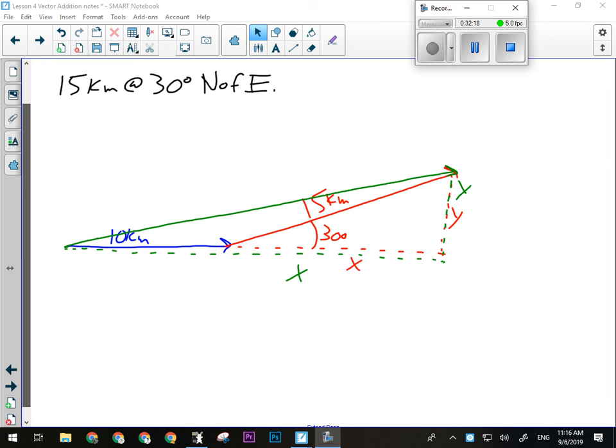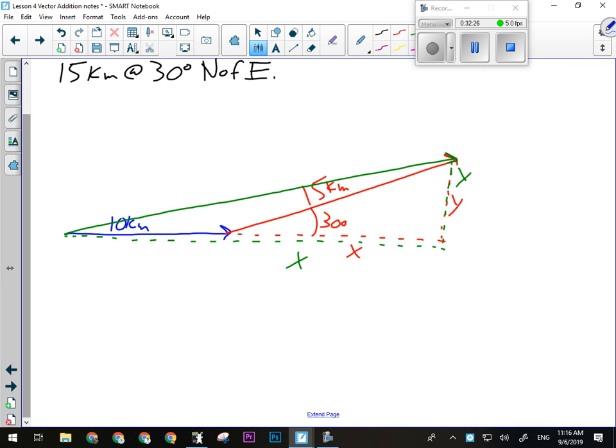So we've got the diagram. The next part is, listening please, the next part is find all the X's and all the Y's. Well, for the blue vector, that's easy. The X component is 10 kilometers east, and the Y component is 0. Doesn't go north or south. So it doesn't have a Y. Didn't have to do any trig to get any of those.